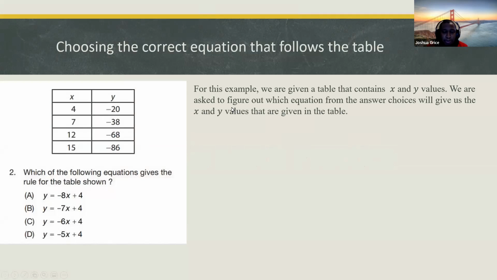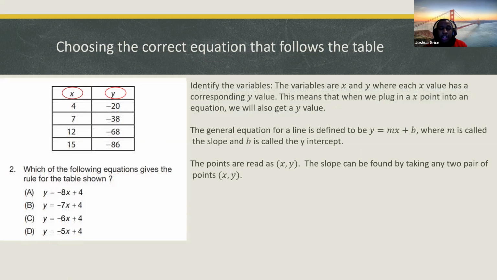So our first sample problem deals with a table which consists of X and Y values. And what we are trying to find is which of the following equations will give us the rule for this specific table shown. So the first thing we do is we identify the variables. So there's X and then there's a Y. What this means is that when we plug an X value into one of these equations, supposedly it will give you a Y value.